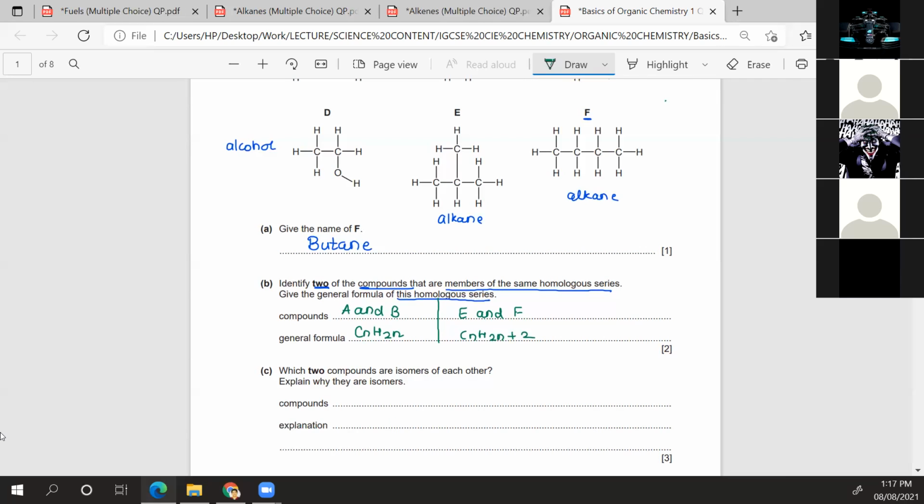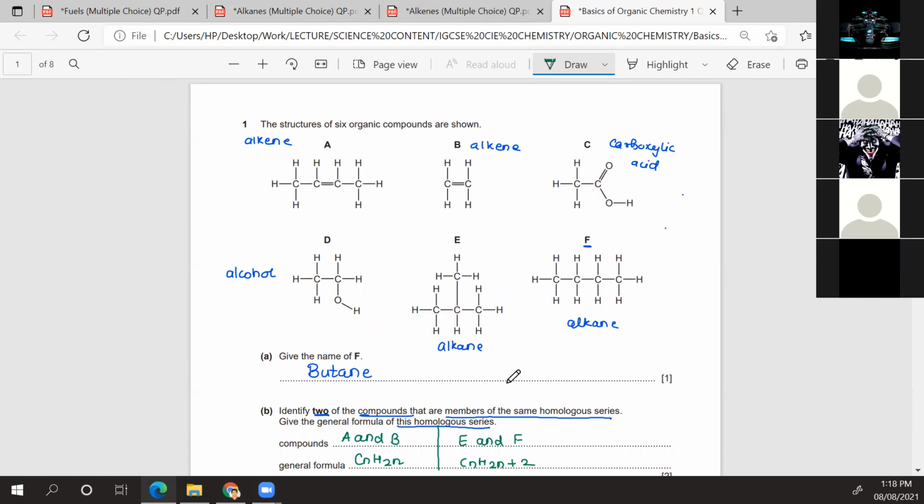So the explanation will be: because they have the same molecular formula but different structural formula. So what are those compounds? Which are those compounds from A to F which have the same molecular formula, like the same number of carbon atoms and hydrogen atoms, but their structure is different?